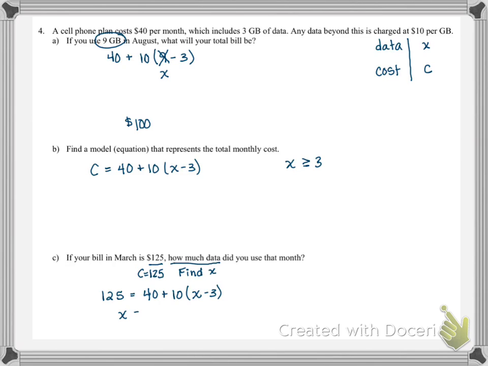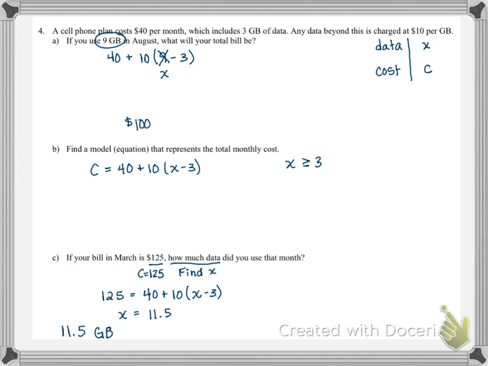I'm sure you all solved that while I was talking. What did you get for x? Nobody? It's okay. Speak up. What's your name again? Peter. What'd you get? I can see that you did it. 11.5. 11.5, thank you. So 11.5 gigabytes.